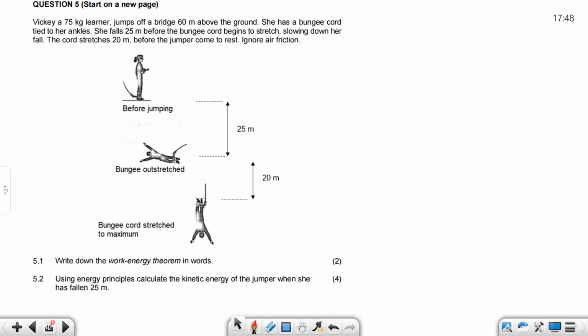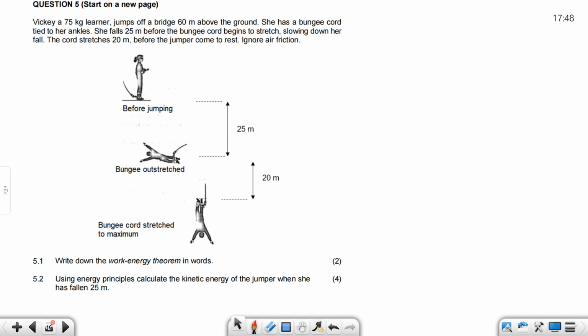All right. Vicky, a 75-kilogram learner, jumps off a bridge 60 meters above the ground. She was supposed to be writing exams. She has a bungee cord tied to her ankles. She falls 25 meters from the bungee cord before the bungee cord begins to stretch.